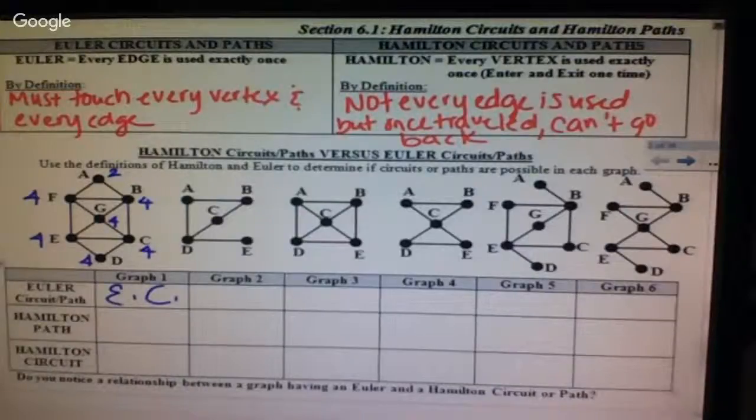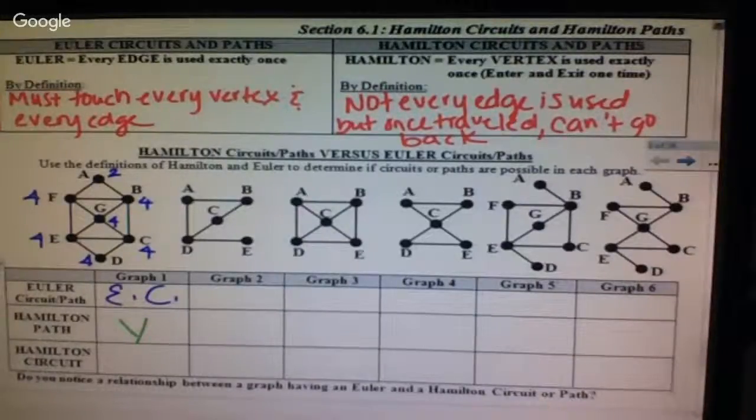Now we need to decide if it's a Hamilton path or circuit. Again, Hamilton just says, can I start somewhere, visit every dot, and make its way back? No, it can't make its way back. But it can touch every thingy. So you're saying that there's a Hamilton path, but you're saying there's no circuit. Do we all agree? Yeah. I'm going to disagree on that.